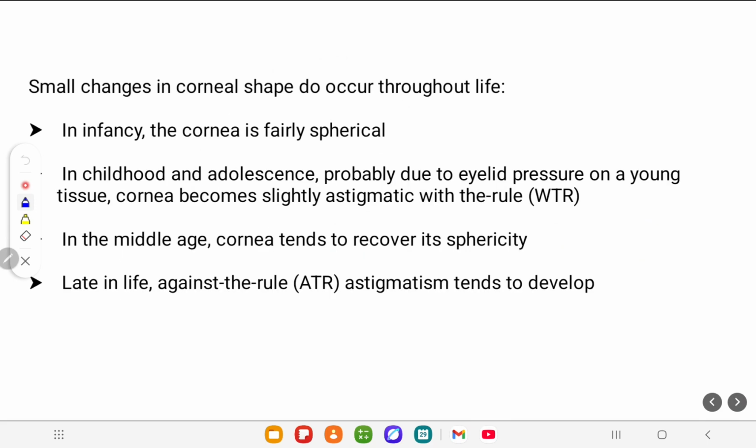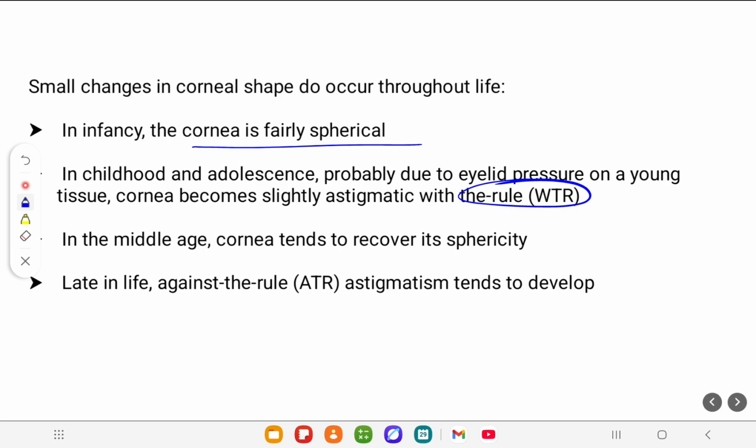Okay, so what happens here? Small changes in corneal shape do occur throughout life. In infancy, the cornea is fairly spherical. In childhood and adolescence, probably due to eyelid pressure, the cornea becomes slightly astigmatic, that is, with the rule. It's very important. Why do we call it with the rule? Because many people have that corneal topography. That's why it's with the rule.